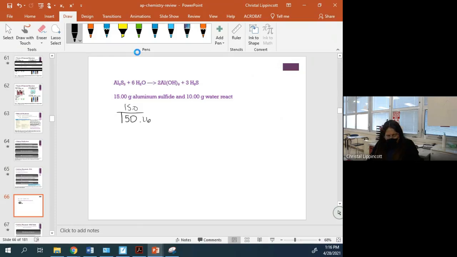So if I take 150.16, 15 divided by that is, let's just say 0.1, just to make it easier. Then 10 divided by 18 is 0.56. So I got 0.56 moles of water and 0.1 moles of this, but I need to divide this by 6. So that's 0.0926 compared to 0.1. This is going to be my limiting reactant here. Remember how to do that stoichiometry?